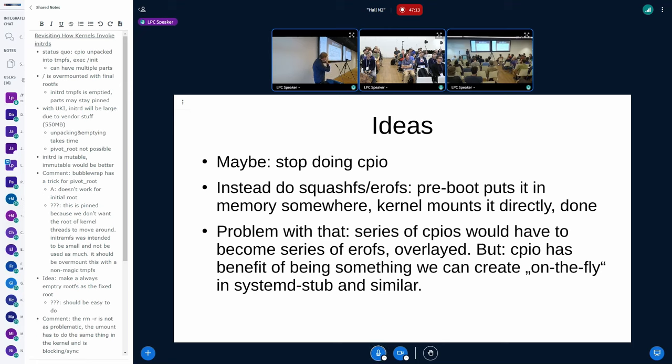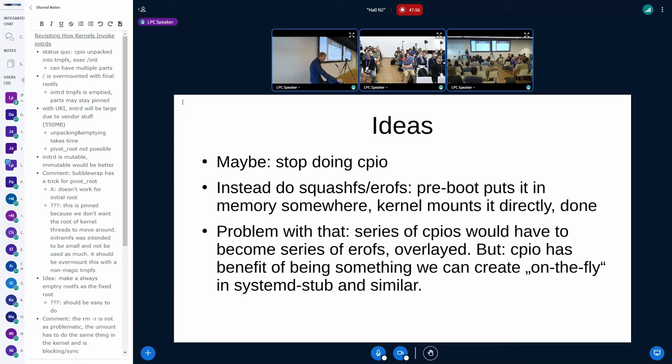Let me just say the problems that I see with the approach is simply that I mentioned this earlier, that CPIOs, we have a series of them, right? And nowadays, in sd-stub, for example, we generate more CPIOs on the fly to pass in the sidecar files that we pick up that allow us to parameterize the initrd. So basically this means that we have to expect that the kernel gets in a series of, I don't know, seven or something CPIOs passed in. Some of them are relatively static and predefined by the OS vendor, but some of them are entirely dynamic and generated on the fly during early boot.